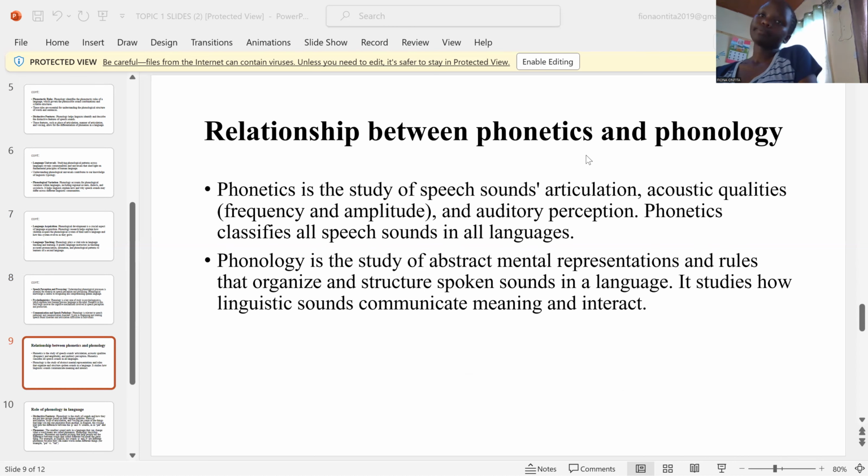So our next subtopic is the relationship between phonetics and phonology. Phonetics is the study of speech sounds, articulation, acoustic qualities, and auditory perception. Phonetics classifies all speech sounds in all languages, while phonology is the study of abstract mental representations and rules that organize the structure of spoken sounds in a language. It studies how linguistic sounds communicate meaning and interact.